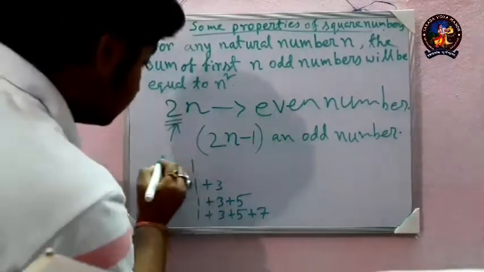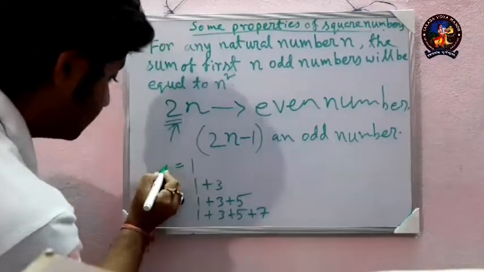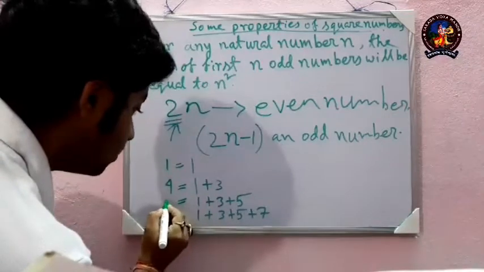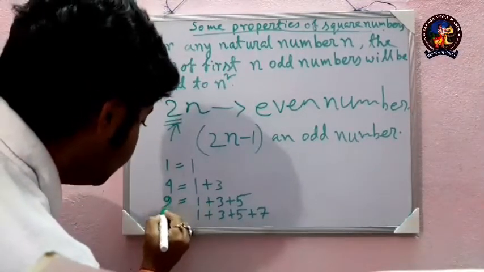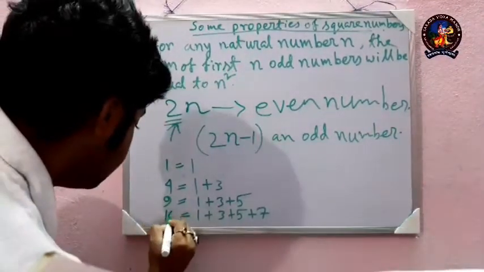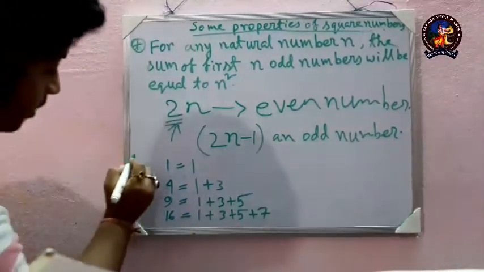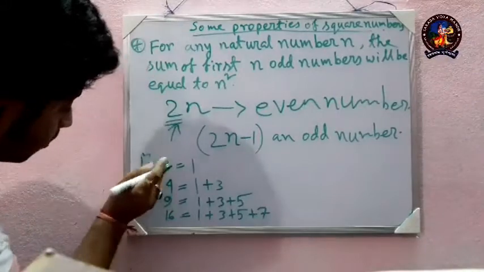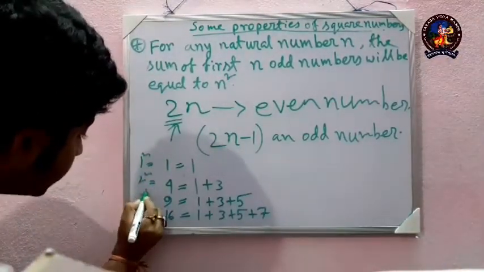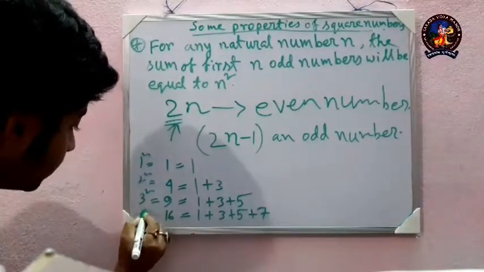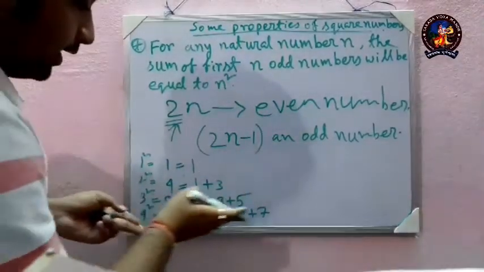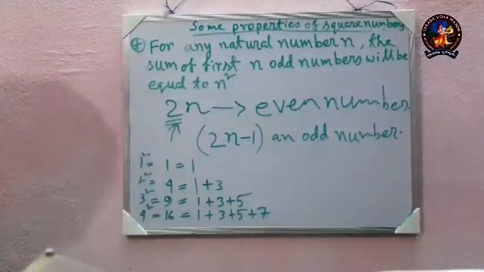So add this. This is 1, this is 4, this is 9, this is 16, right? See here. This is 1 square, this is 2 square, this is 3 square, this is 4 square. I can continue this adding the odd numbers, okay?